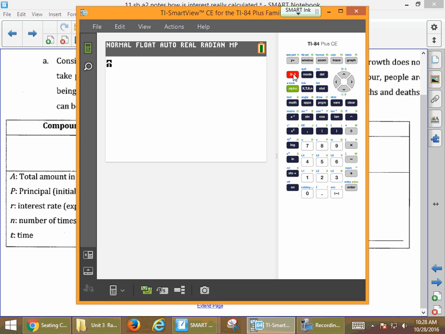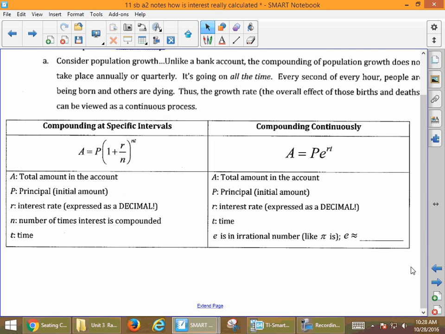We can go to second and the division bar and enter. If you have an Inspire, you don't have to press second, but you would get to the e, and you'd have e in this exponent spot. You have to type 1. Either way, we get 2.718 as an approximation. You need to remember that e is a number.